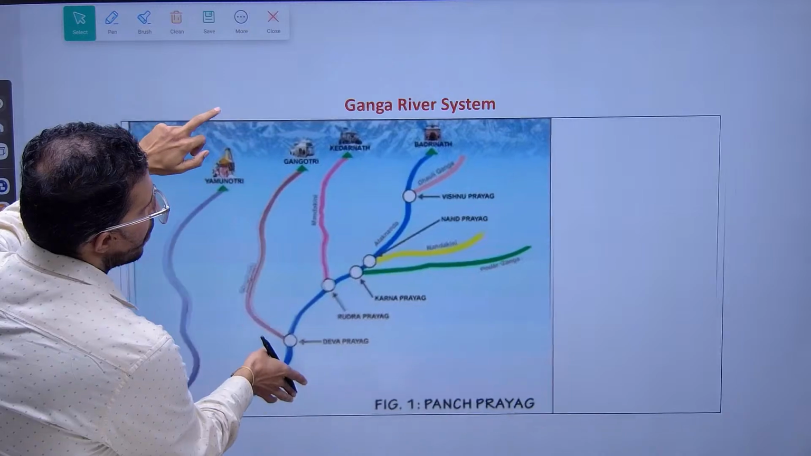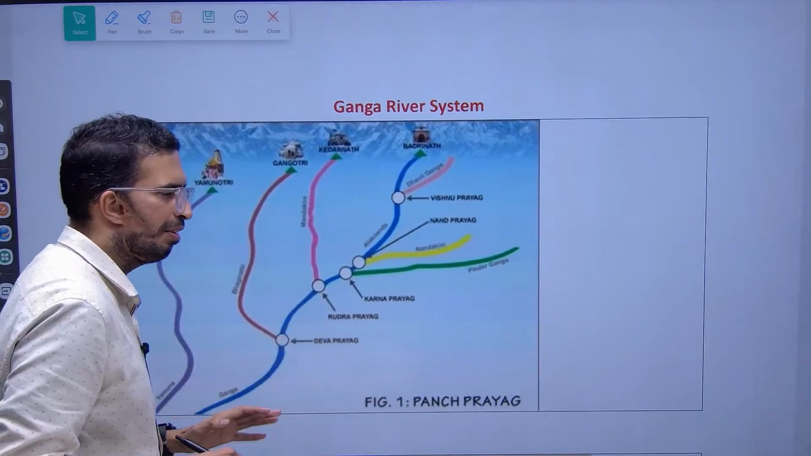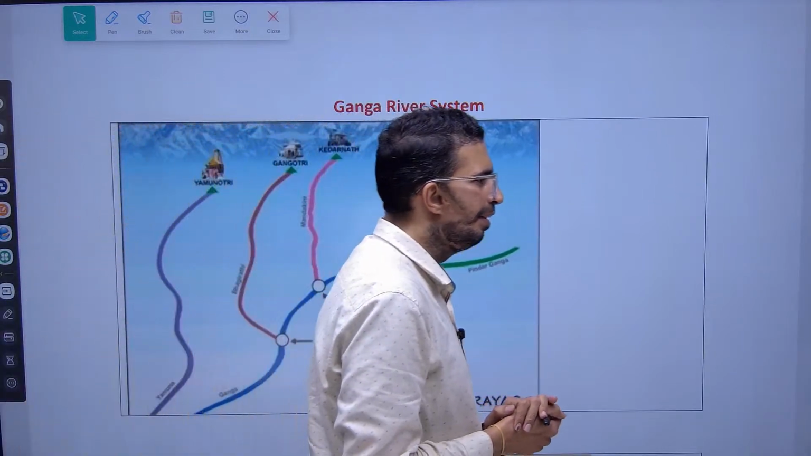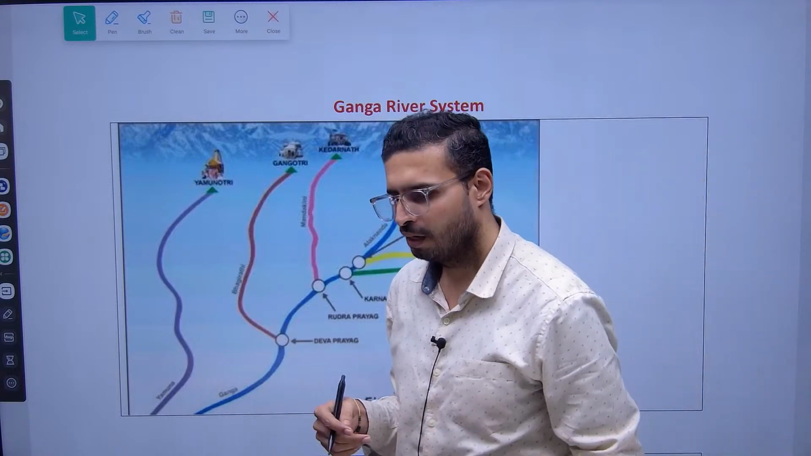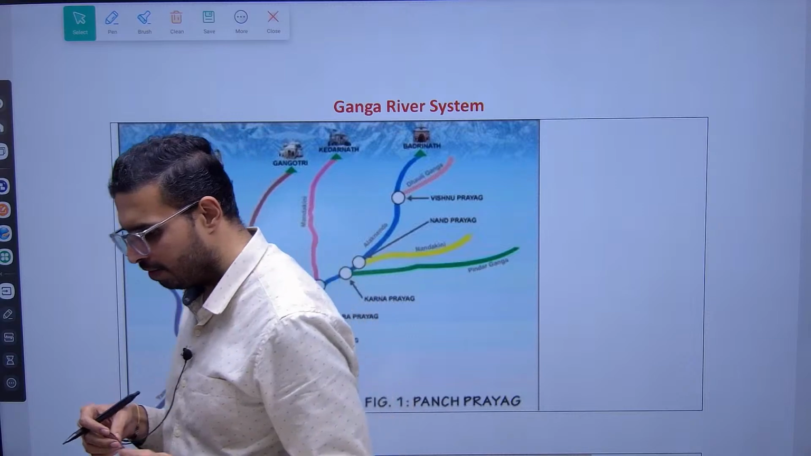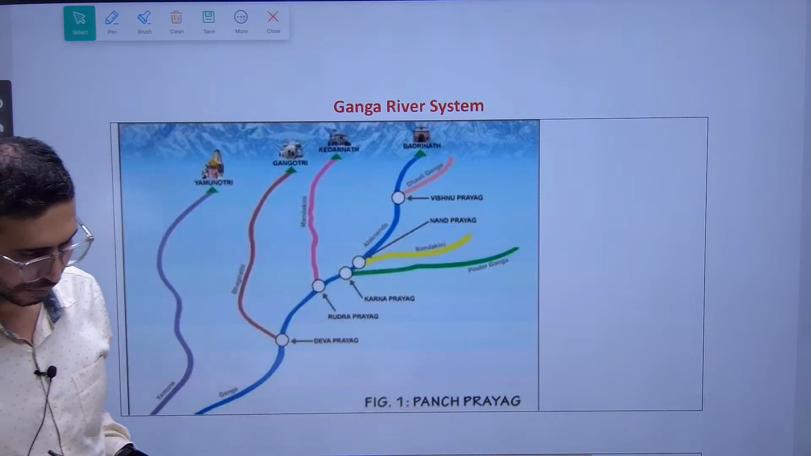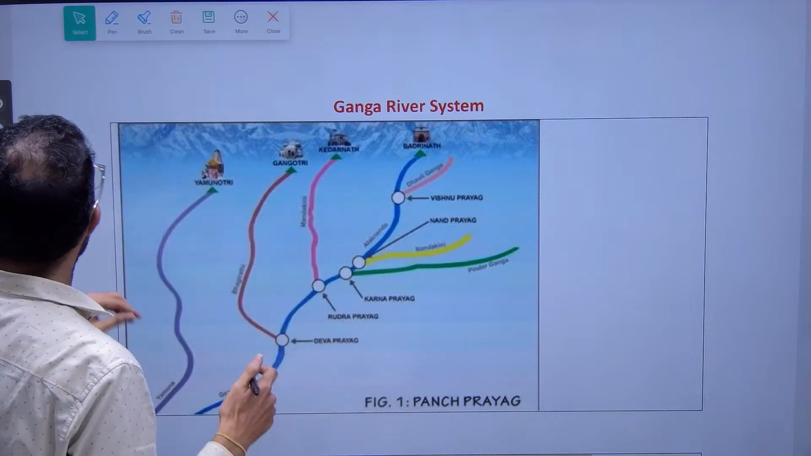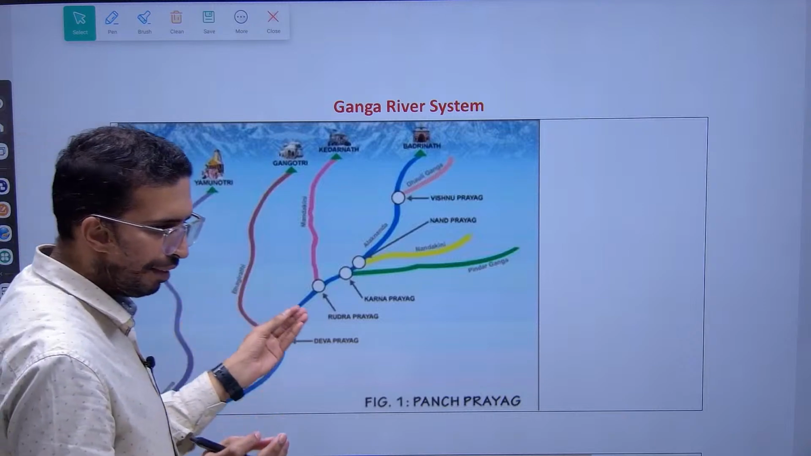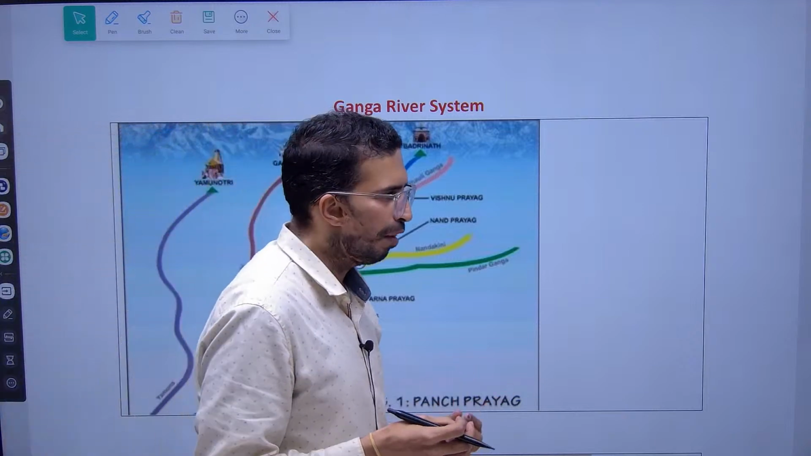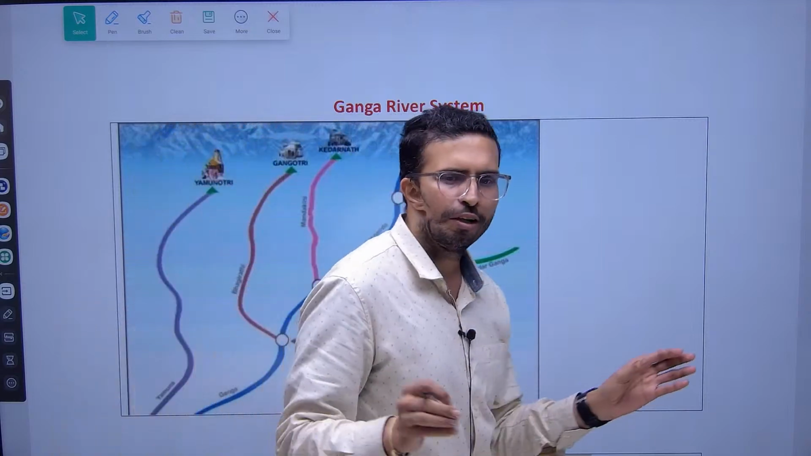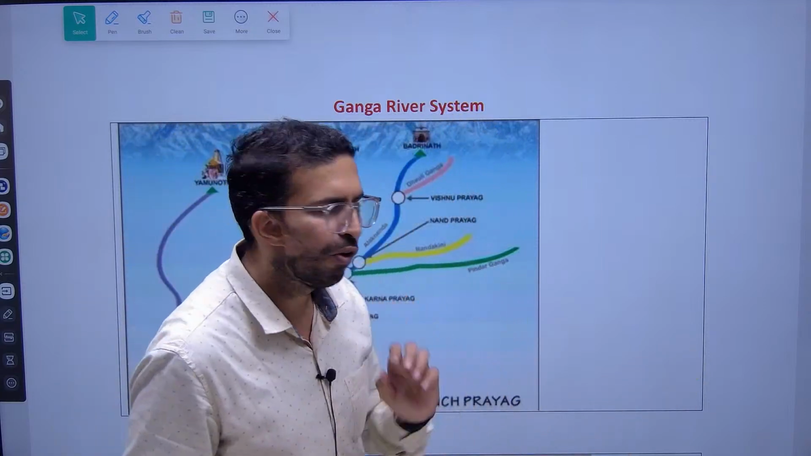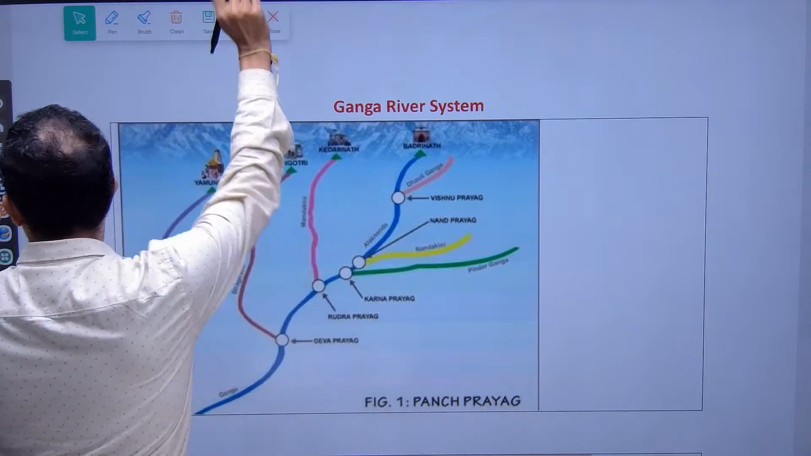Ganga river system. We have seen the Indus river system. Now we are seeing the Ganga river system. Do you know the Char Dham? What is the significance of the Char Dham? Or do you know the Panchprayag? Panchprayag means where rivers come and meet, Prayag, where rivers have a confluence. Where two rivers meet, that place is known as a Prayag.